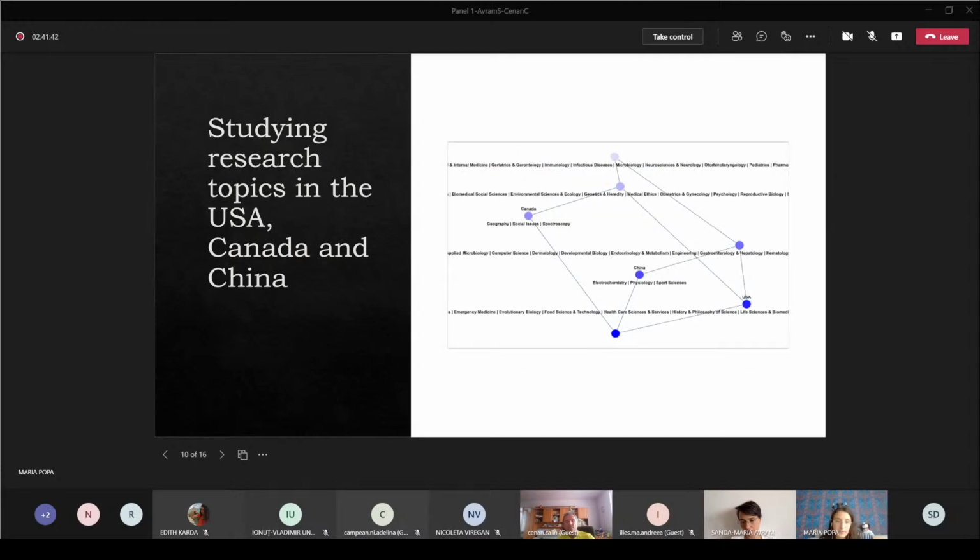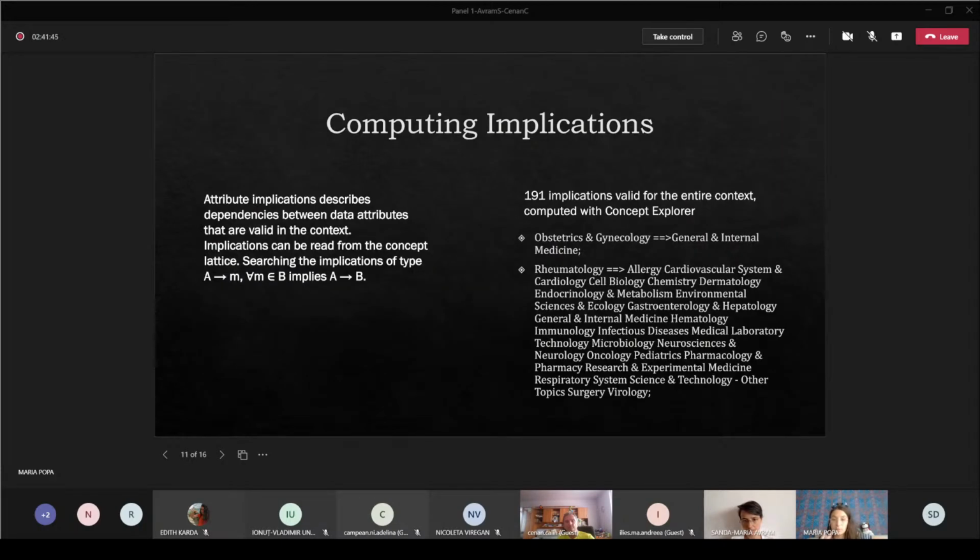Yes. So basically, as here where you compute the implication, I just put two of them. Obstetrics and gynecology: all the articles that wrote about obstetrics and gynecology also wrote about general and internal medicine. And there are a lot of implications that have to be interpreted to see how they can be used further. I'm not sure if I answered your question.